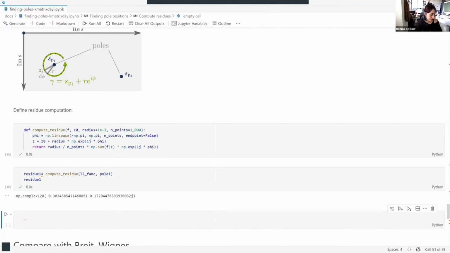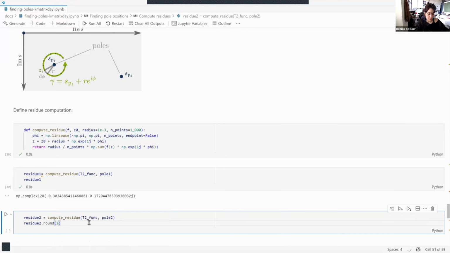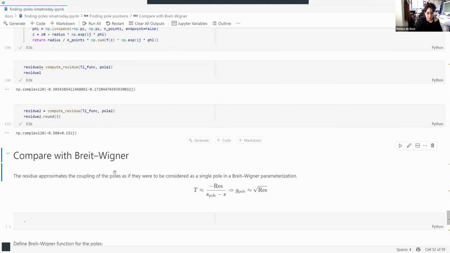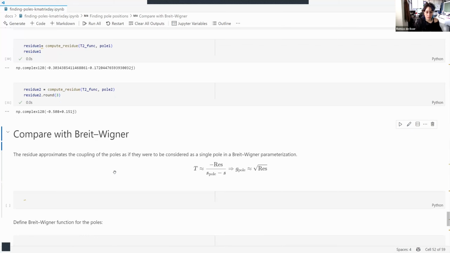Okay, it found something, at least. I can do the same thing for the second pole. So again, I'm giving the function my T2 function where the poles are located on, and I'm giving it the point Minuit found where the pole should be located. So residue 2 found. Okay. Nice.